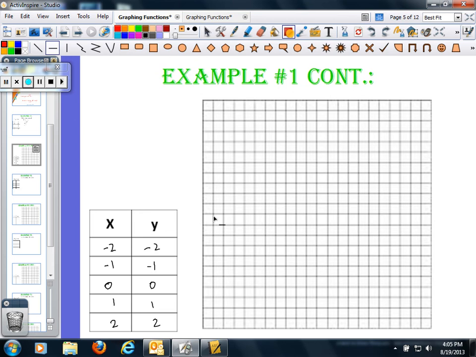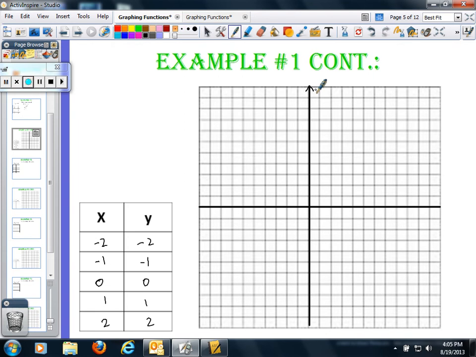Alright, so let me move the card out of the way here and let me put this in. And you kind of want it somewhere in the middle. It doesn't always have to be. One thing that you will hopefully pick up on fairly quickly is that when you're graphing, you always want to set your X and Y axis and your scale.